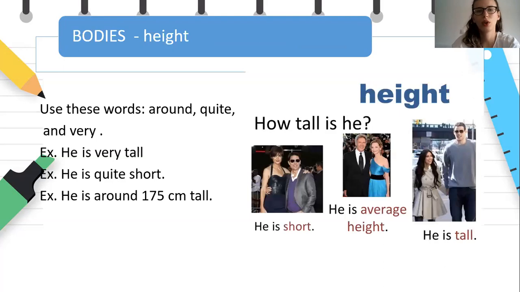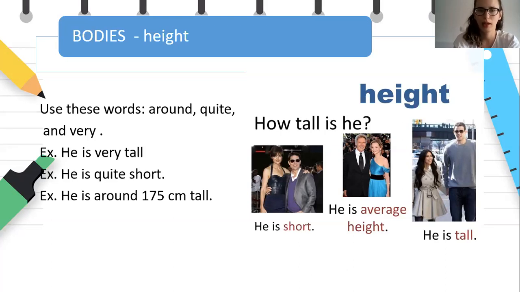Firstly, I'm going to talk about bodies. Height. When we talk about height, we describe people with short, tall, average height. As you can see in the picture, how tall is he? He is short. He is average height. He is tall.